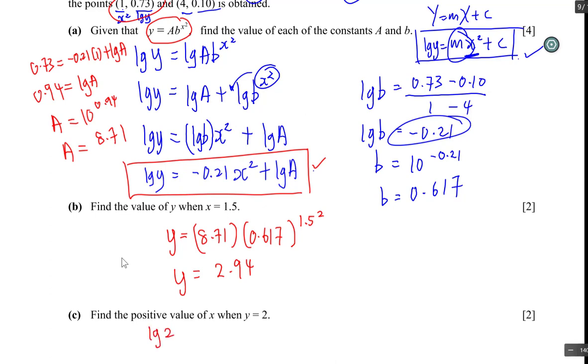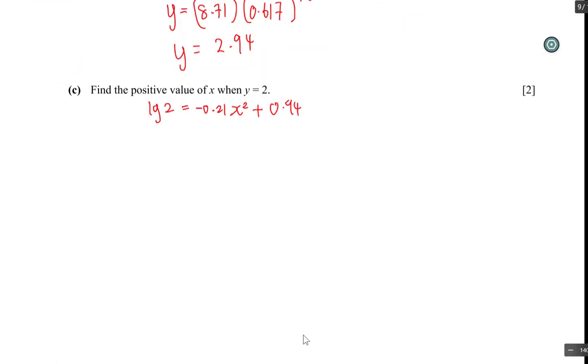So y is 2, right? So log 2 equals to negative 0.21 x squared plus my log a, which is 0.94. So I'm solving this equation. So x squared equals to 0.94 minus log 2, divided by 0.21. Just the algebra, you move around, then you should be able to get it. Alright, so 0.94 minus log 2 divided by 0.21, and then I square root the answer. I want the positive answer only, so it'll be 1.74.